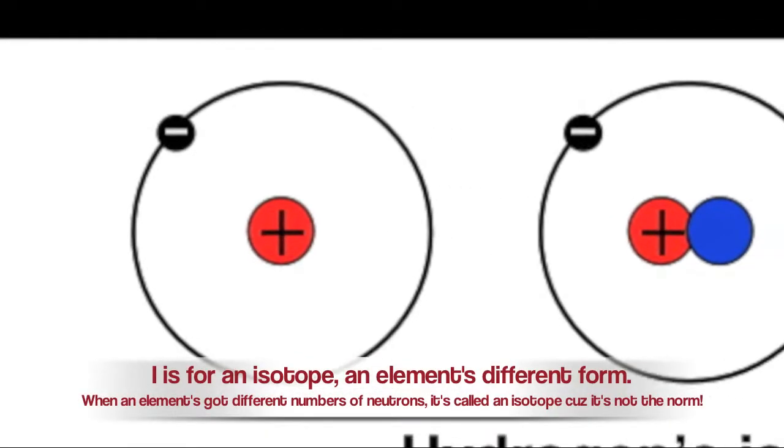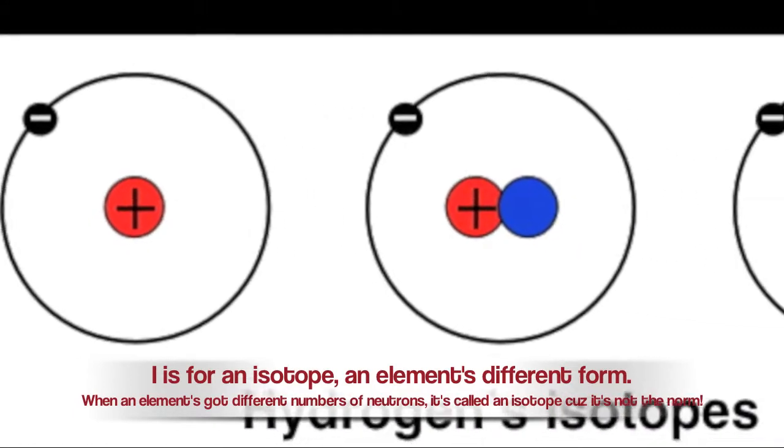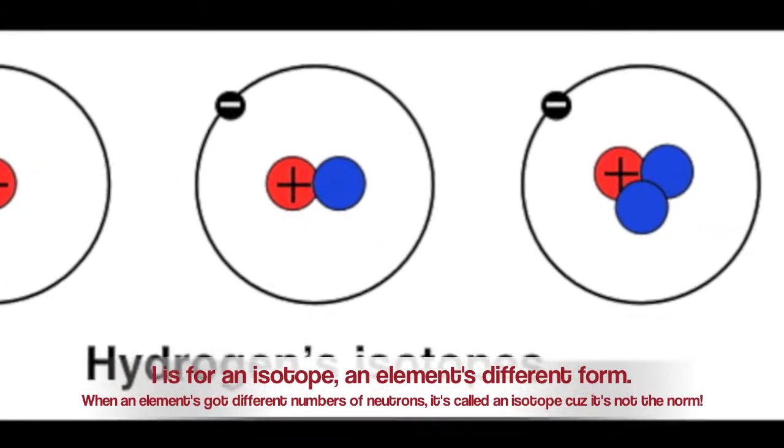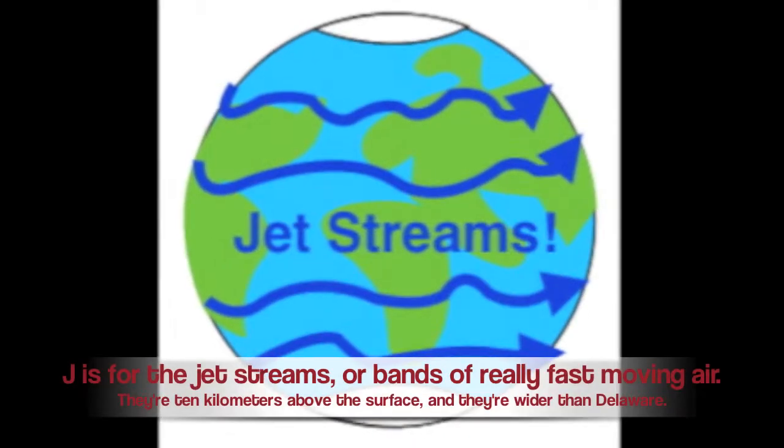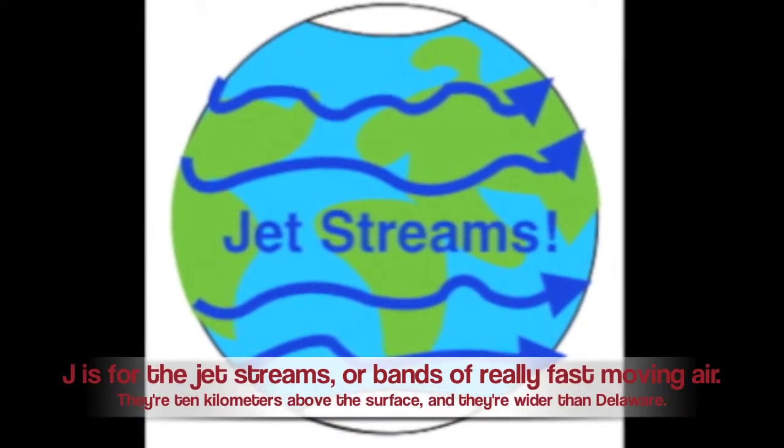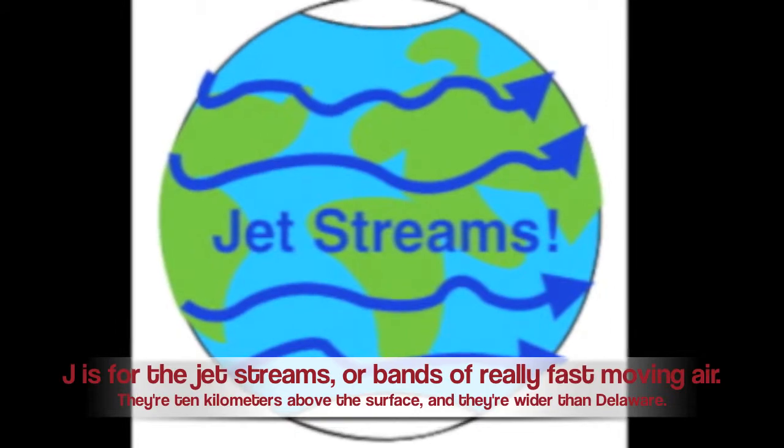I is for an isotope, an element's different form. When an element's got different numbers of neutrons, it's called an isotope because it's not the norm. J is for the jet streams, or bands of really fast-moving air. They're 10 kilometers above the surface, and they're wider than Delaware.